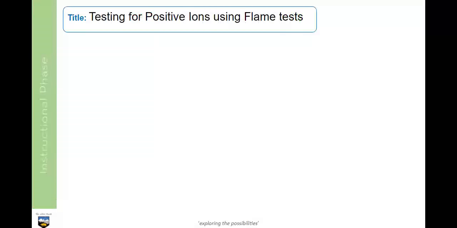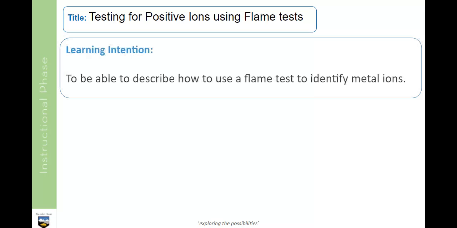So testing for positive ions using flame tests. This is one of my favourite lessons to teach, especially in a lab. However, unfortunately, it is going to have to be done via a screen. Unfortunately, we won't be able to do the actual practical. It is a required practical for the GCSE, so you do need to be able to describe how to carry it out.